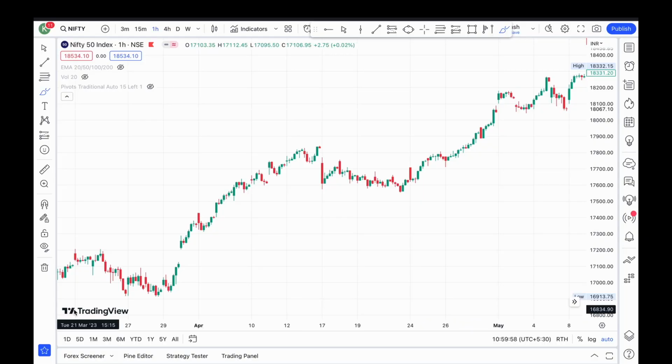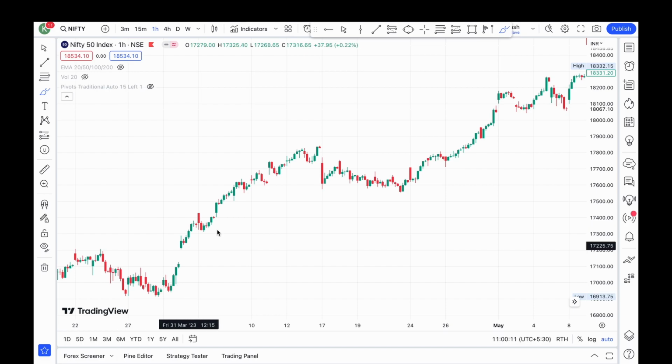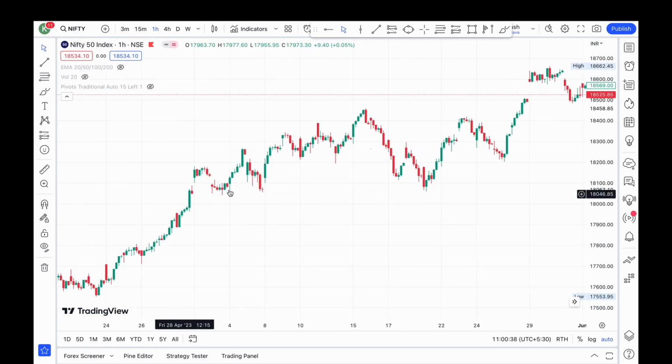This is the TradingView platform which we are seeing right now, and on this platform we are going to discuss the candlestick concept. As you can see, all the green candles in this chart are bullish candles, which represent a positive price movement. All the red candles in this graph are bearish candles, which represent a negative price movement. This is the Nifty 50 index chart.